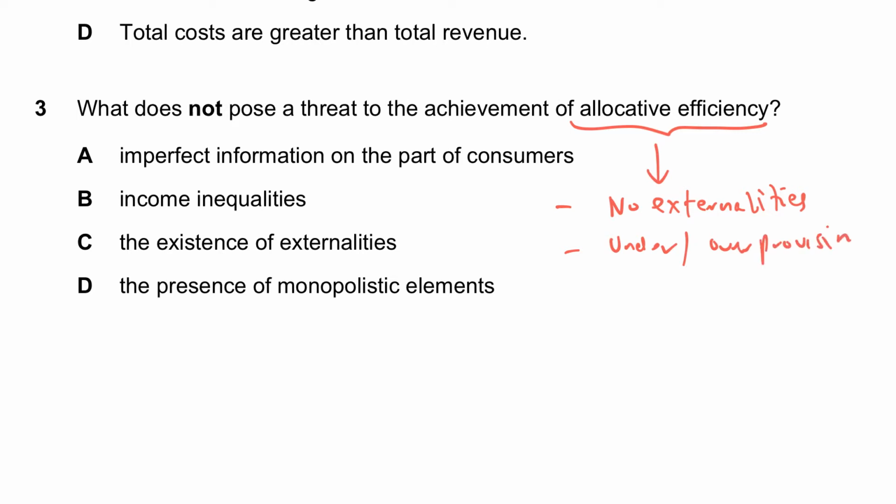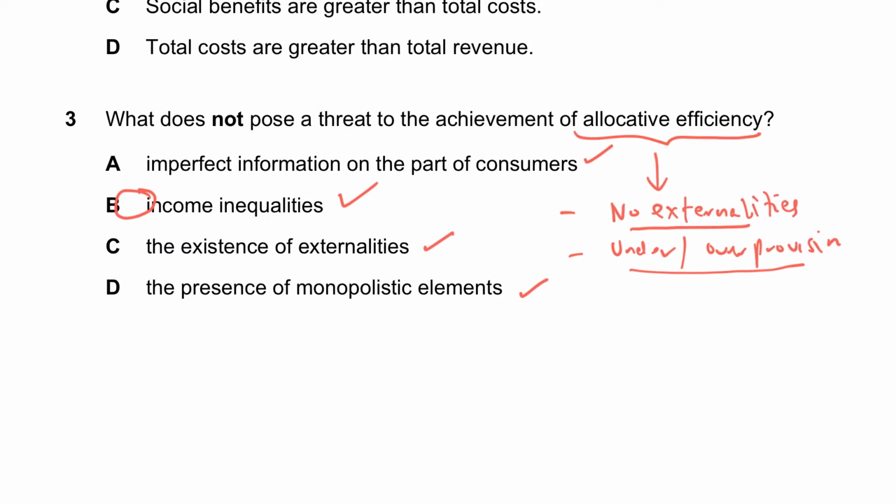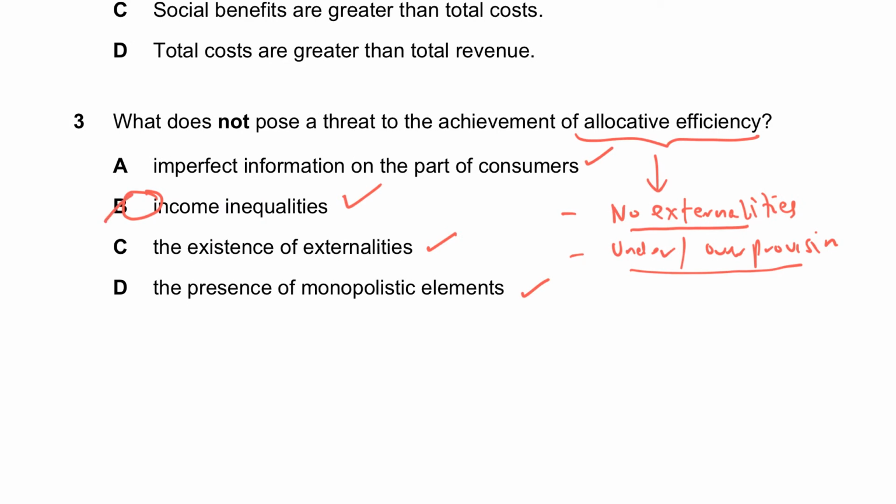So what does not pose a threat to allocative efficiency, we say will be B, because income inequality has nothing to do with efficiency. But look at externalities or presence of monopolistic competition and even imperfect information. All three of these could result in either under or over provision or market failure in terms of externality. So market failure happens if there is ever allocative inefficiency, and income inequality is not a concern of efficiency. So for us the right answer will be B, because inequalities are not efficiency concerns.